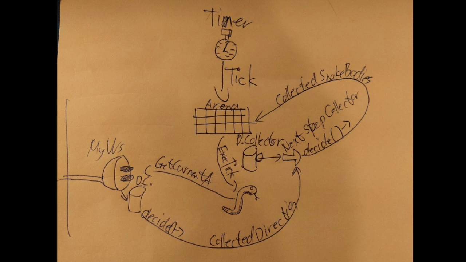So let's follow one tick. The timer goes off, the arena creates the decision collector and the next step collector. These are like the little silo box and the arrow in roughly the middle. Both of them get sent to all of the snakes that are in the game currently, and each snake may have players attached. So then the snake goes to the player, the wall plug, and the player is represented on the server by the WebSocket actor, which is also a normal Rust data structure.